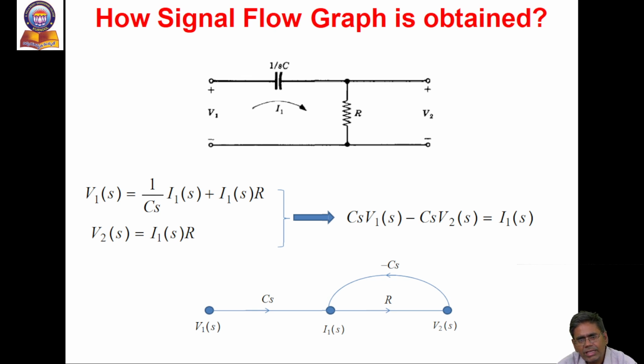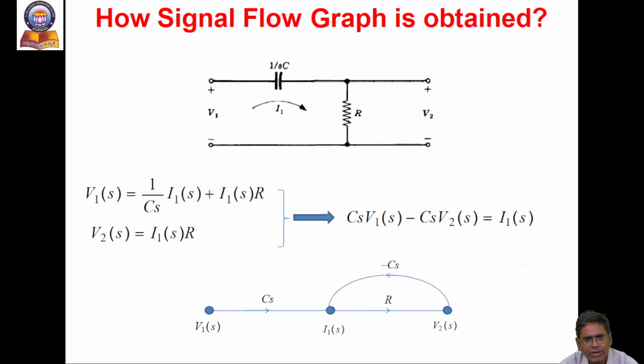How is this electrical network converted into a signal flow graph? Write the inner loop equation: V1(s) is equal to 1 by Cs into I1(s) plus R into I1(s). Another equation at the output, the voltage across the resistor: V2(s) is equal to I1(s) into R. Then Cs into V1(s) minus Cs into V2(s) is equal to I1(s), which can be represented in blocks.